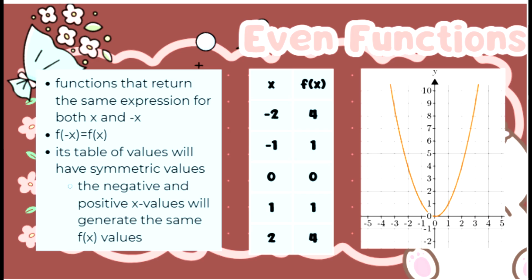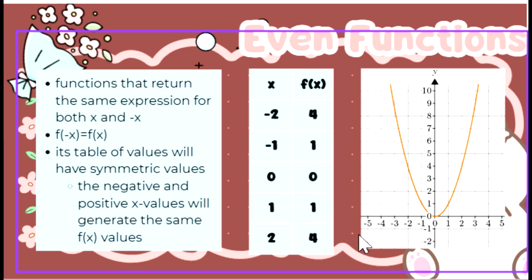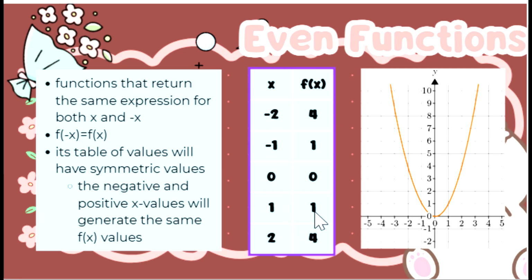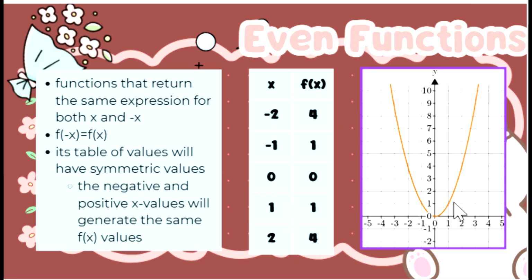Its table of values will have symmetric values, which means that the negative and positive x values will generate the same f of x values. So if you have negative 2 and positive 2, the f of x values are both 4. Remember, these are x and this is y on the coordinate plane. So at negative 2 and positive 2, they're both going to cross at 4 on the y-axis. At negative 1 and positive 1, they're both going to cross at 1. So it's always going to be a parabola shape.